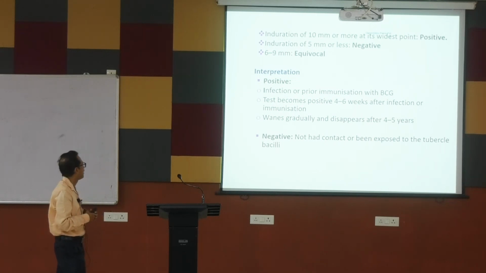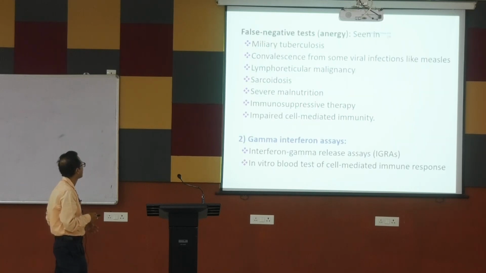Positive Mantoux test means infection or prior immunization with BCG. The test becomes positive within 4 to 6 weeks after infection, wanes gradually and disappears after 4 to 5 years. Negative means he had no contact with tuberculous bacilli previously.